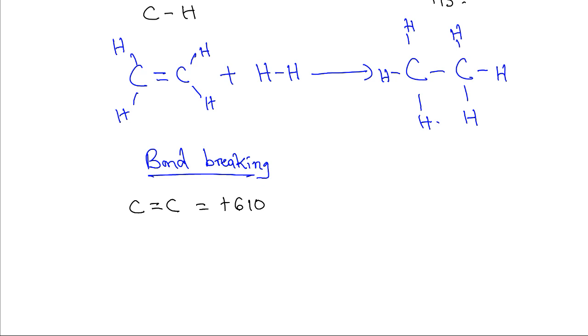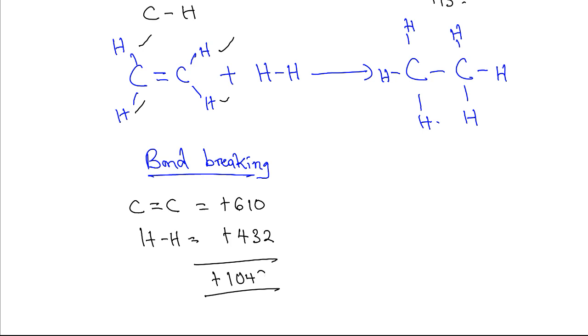Sorry, hydrogen hydrogen bond. The carbon hydrogen is retained. The hydrogens are still in the carbons they were in the products. So it means that the carbon hydrogen bond has not been broken down. We've only broken the hydrogen hydrogen bond, and that is of energy a positive 432. So total energy for bond breaking is a positive 1042 kilojoules.